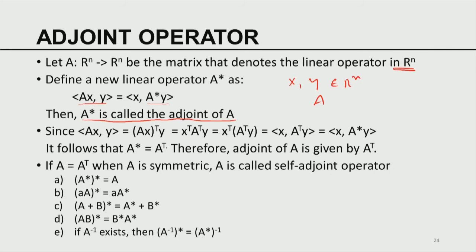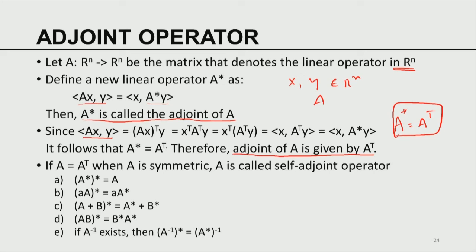This adjoint A is not unknown to us. If you look at the standard definition of inner product, the inner product of Ax and y is (Ax) transpose y, but (Ax) transpose y is x transpose A transpose y. That is x transpose times A transpose y. I can associate it like this. This can be expressed as the inner product of two vectors, x and A star y. Therefore, in general, the adjoint of a matrix is the transpose. The transpose is the adjoint. That is the fundamental thing that comes from this analysis.